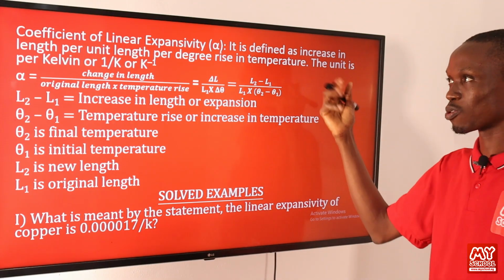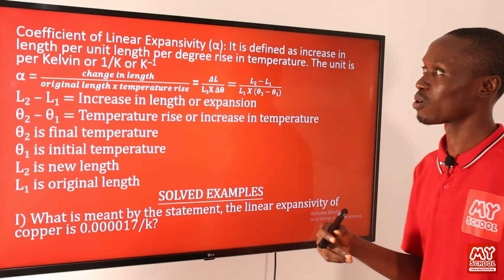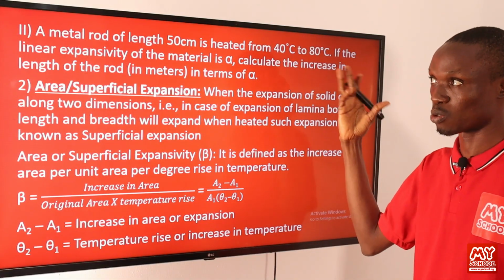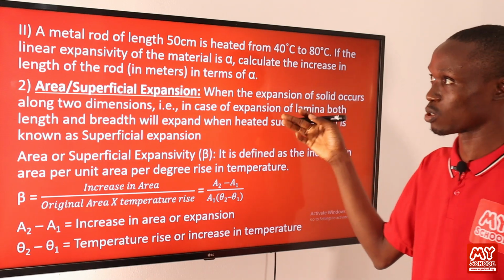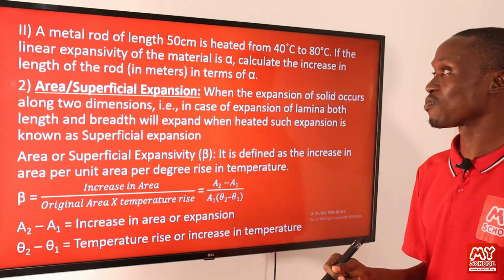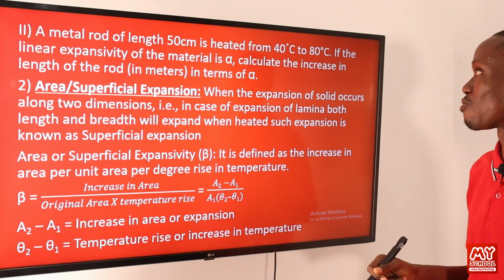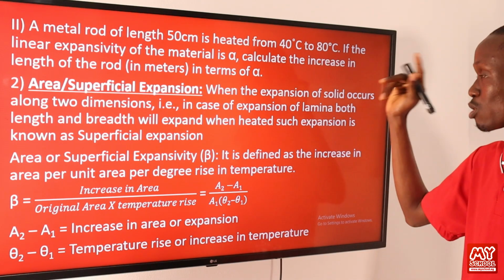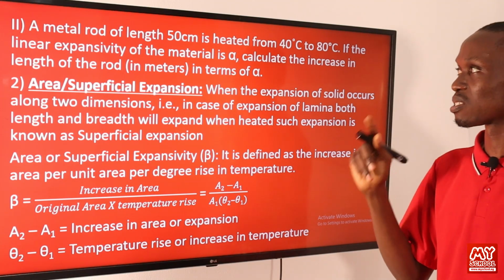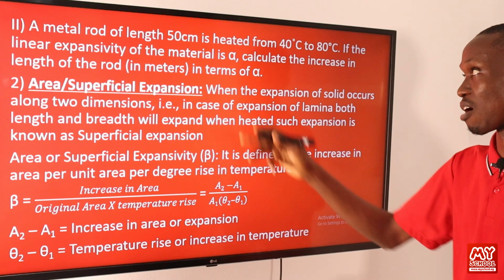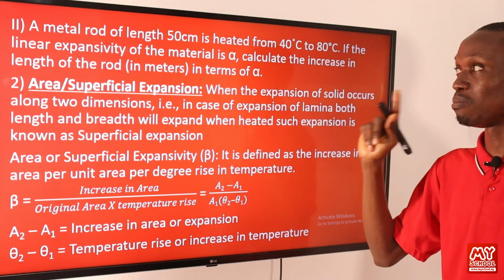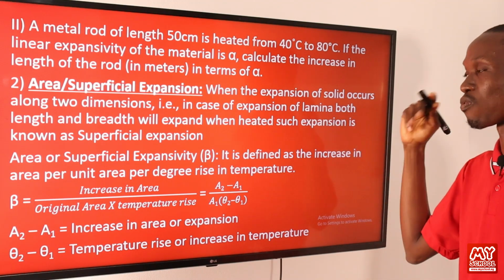Let's move to the next slide so that we continue with the second example. For the second example, we have to move over to the board because it's a solving question. A metal rod of length 50 centimeter is heated from 40 degrees Celsius to 80 degrees Celsius. If the linear expansivity of the material is alpha, calculate the increase in length of the rod in meters in terms of alpha.